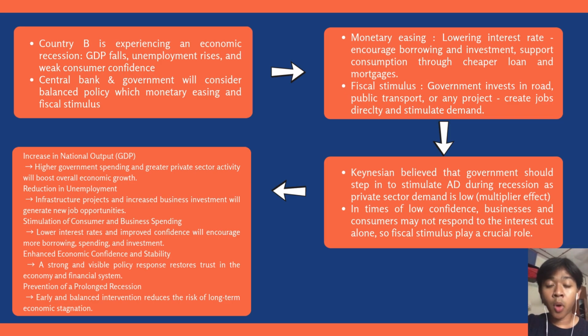Second, monetary policy. To complement fiscal effort, the central bank should adopt an expansionary monetary policy by increasing the money supply and lowering interest rates. Based on the IS-LM model, lower interest rates will first encourage households and businesses to borrow and invest. Second, reduce the cost of financing large purchases and capital projects. Third, stimulate both private investment and consumption.